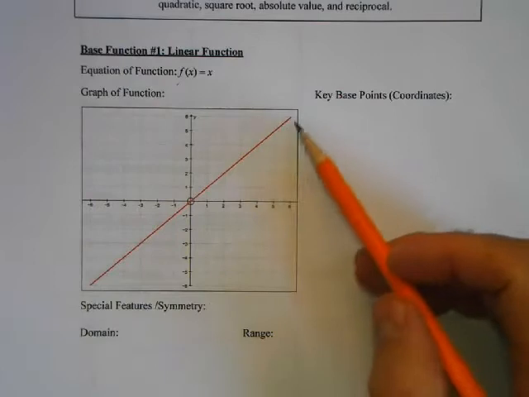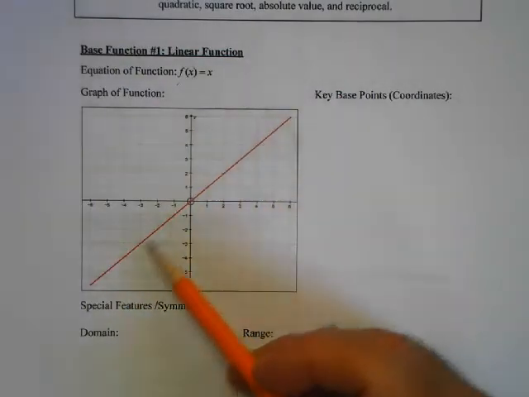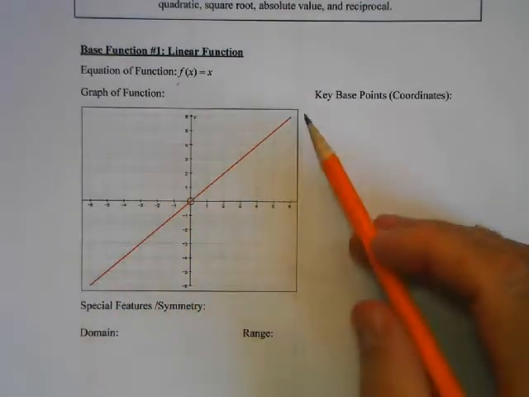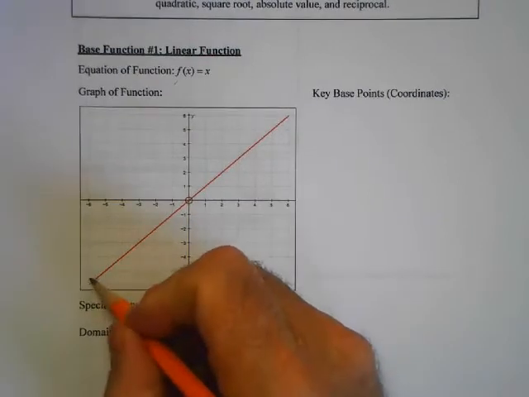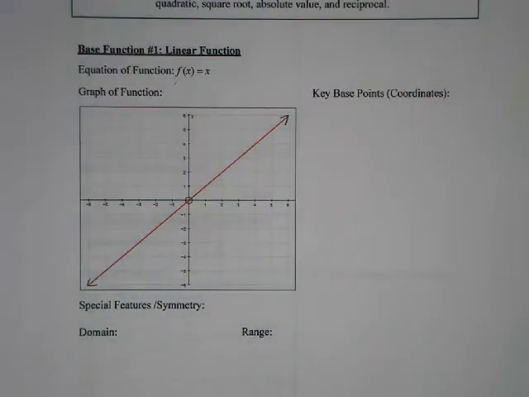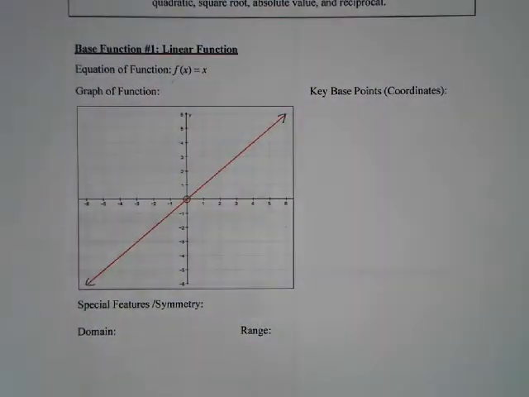So here's the graph of y equals x. This is the parent function of all other linear functions. You can see it's a straight line. It does continue at both ends forever. It passes through the origin (0, 0).